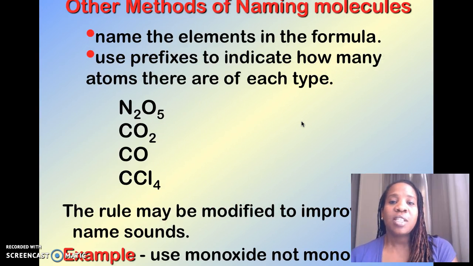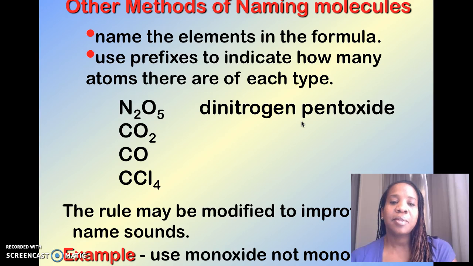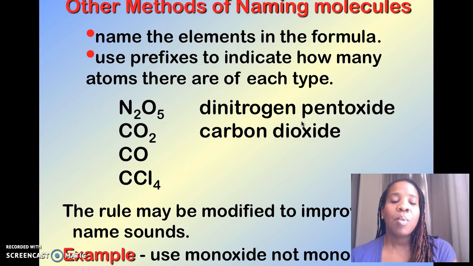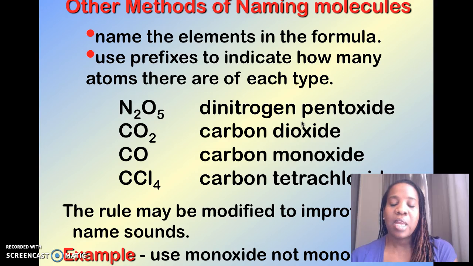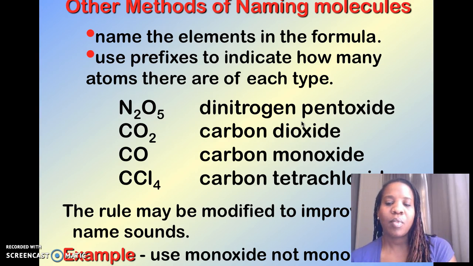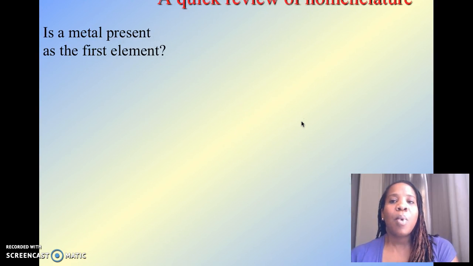And that's it. So let's say we wanted to name N2O5. So that would be dinitrogen pentoxide. Okay? And then CO2, you guys would remember because it's something you exhale right now. It's carbon dioxide. But what about CO? That would be carbon monoxide. And then finally, carbon tetrachloride. Okay? All right. So just remember, generally, we don't put two vowels together because it sounds weird. So we would say monoxide instead of monooxide. Okay. All right.